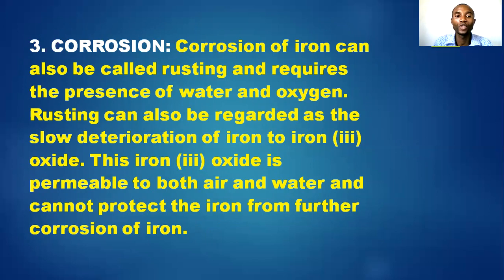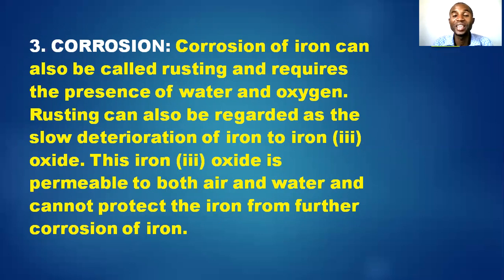Corrosion of iron can also be called rusting. Of course, we do hear about rusting of iron and we see it around us. How does it form? It is the presence of water and oxygen on a particular iron, a metallic object found outside in the atmospheric air, that causes it. Rusting can be regarded as a slow deterioration of iron to iron(III) oxide. This iron(III) oxide is permeable to both air and water and cannot protect the iron from further corrosion.